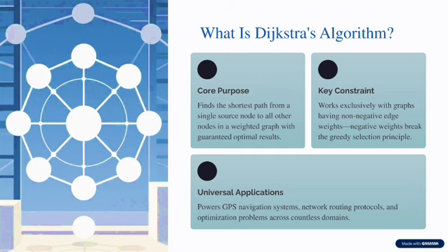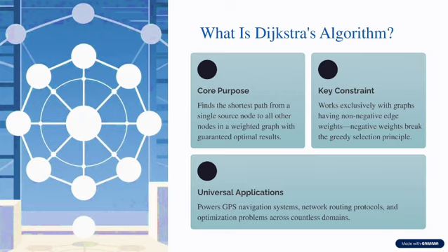What is Dijkstra's algorithm? Let's see the core purpose first. The main goal of Dijkstra's algorithm is to find the shortest path from a single source node to all other nodes in a weighted graph. It ensures guaranteed optimal results, meaning the path found will always have a minimum total cost or distance. So, for example, if you are at one city and want to find the shortest routes to every other city, this algorithm helps calculate that efficiently.